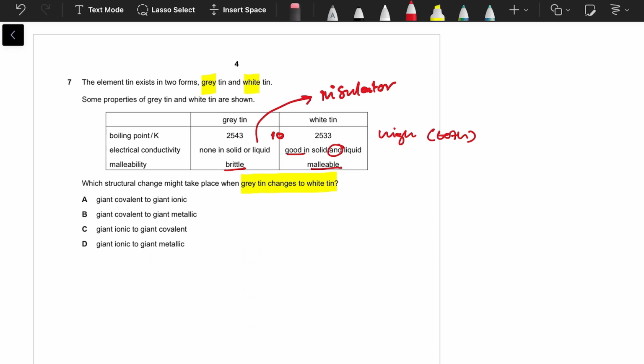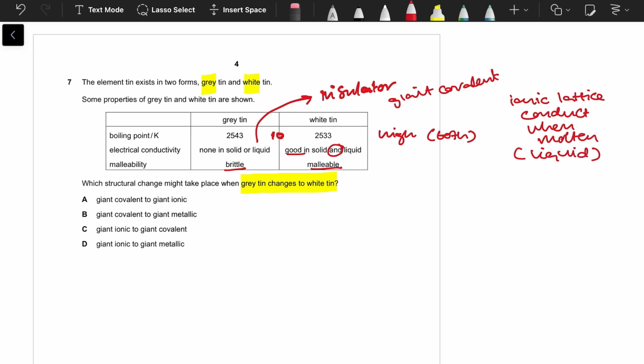So I think we can't really do much based off of boiling points because they're both very high and similar. But in terms of electrical conductivity, grey tin doesn't conduct whatsoever. White tin does in both solid and liquid. From this, I can tell you that grey tin is definitely a giant covalent. Now, the reason for this is giant covalent structures are non-conductors. Ionic lattices conduct when molten, which is basically when they are in their liquid form. White tin is a good conductor in both liquid and solid, so it must be metallic. And to confirm, when we look at our malleability, grey tin is brittle while white tin is malleable. Now, malleability is a property of metallic substances.